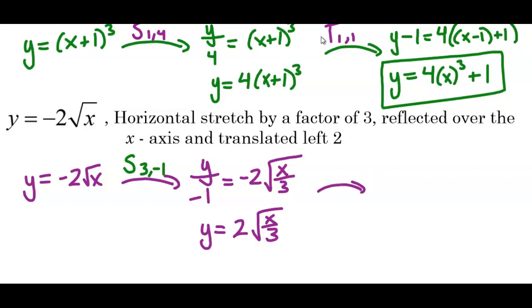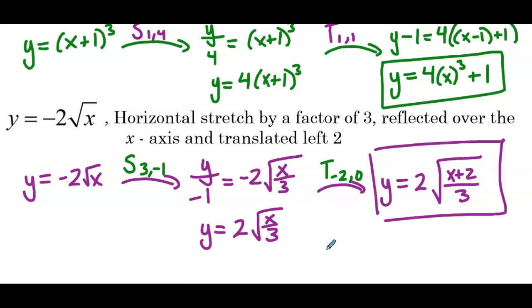And then we need to move it left 2. So we're going to subtract 2 from the x values. So we have y equals 2 times the square root. In the numerator, because that's where x is, we're going to have x plus 2, and that whole expression will be divided by 3. So there we have our function after it's been horizontally stretched, reflected, and translated.